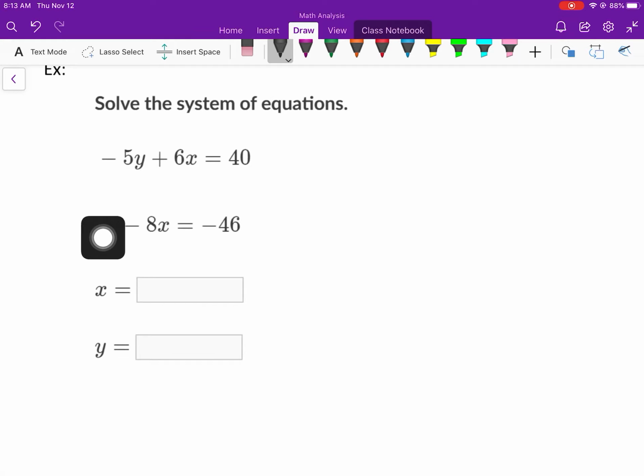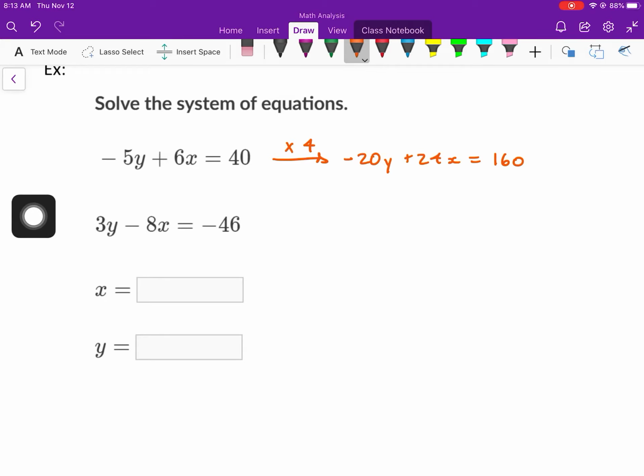Or we can get these both to be 15. Multiply this by 3, this one by 5, and both of these will be 15. Your choice. I'm going to go ahead and do the first one I said. So I'm going to multiply this one by 4 and this one by 3. Don't forget to multiply this one by 4. That's usually where I make my mistake. So a good chance that's where you might make your mistake.